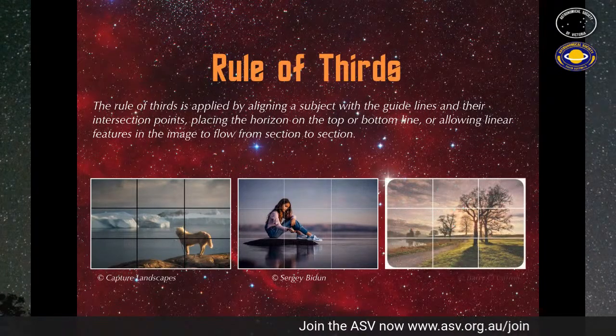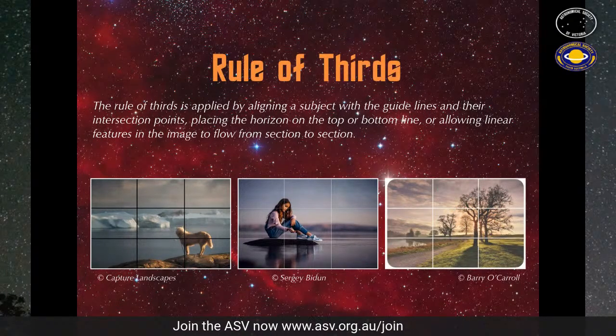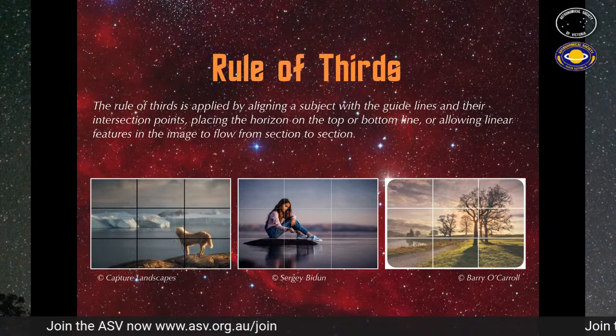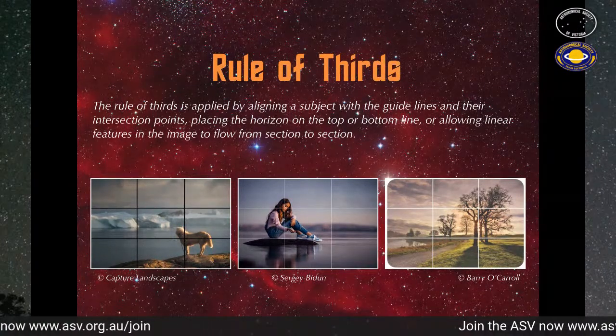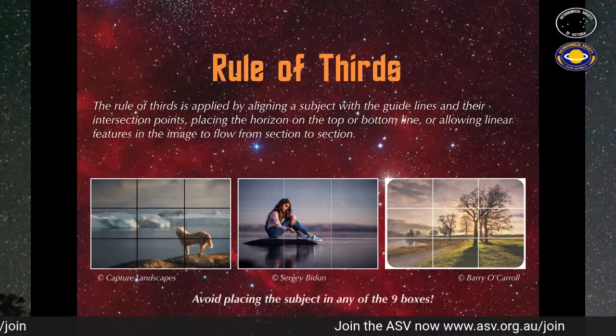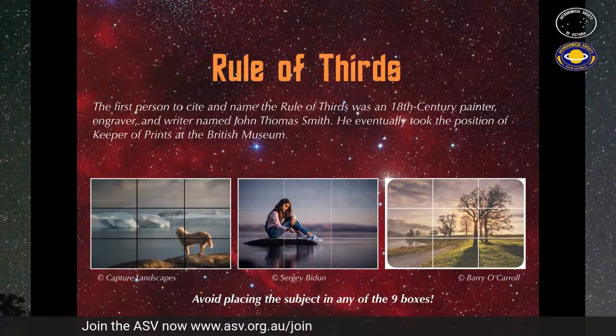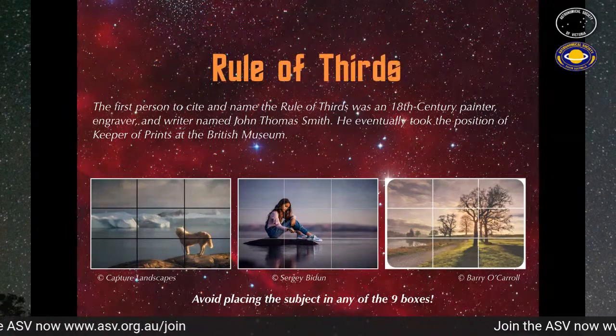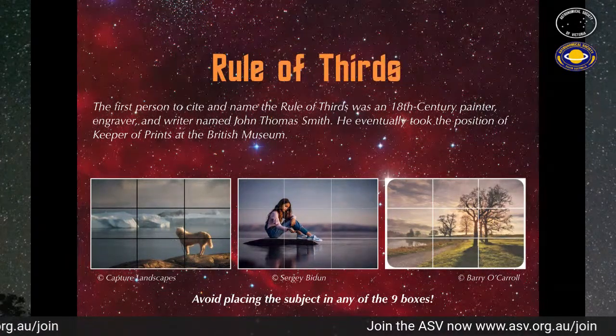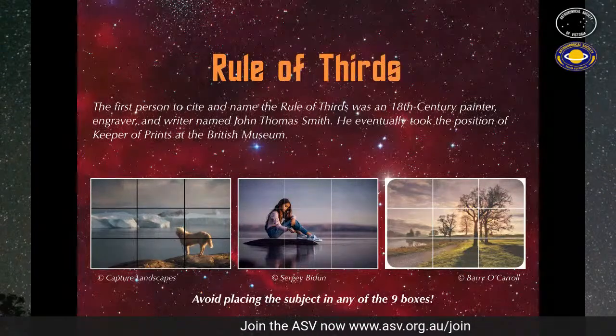So these are obviously terrestrial examples, classic landscapes, but when we're framing up our astro images, we can do exactly the same thing. So here's a couple of examples for you, and a little bit of trivia: the rule of thirds is not something I've invented by any means. It's been around for 200 or 300 years.